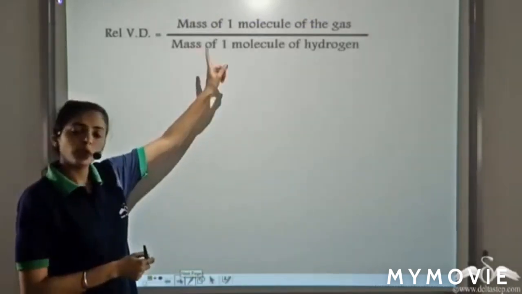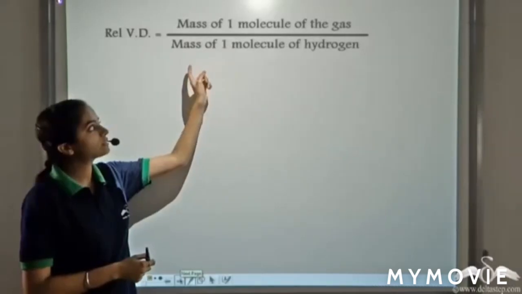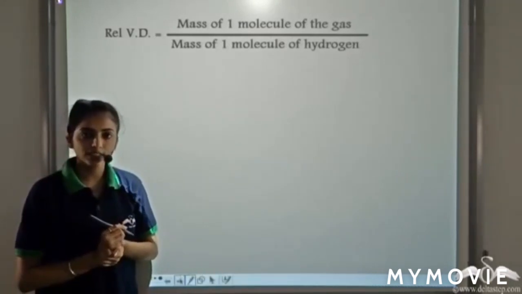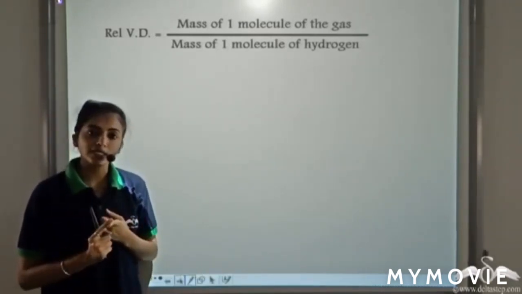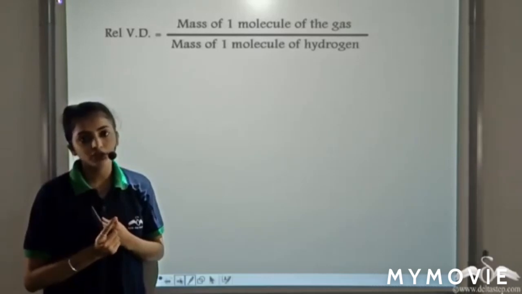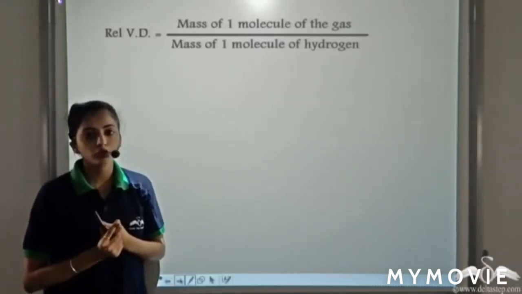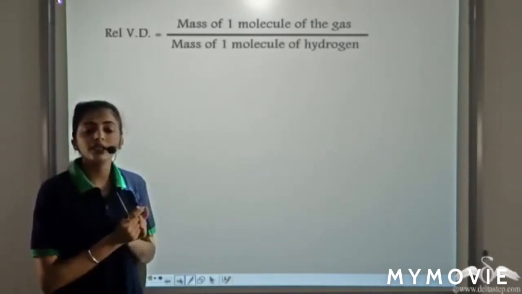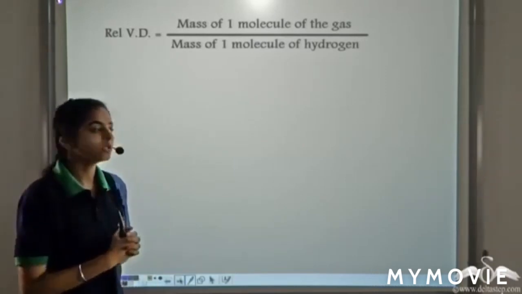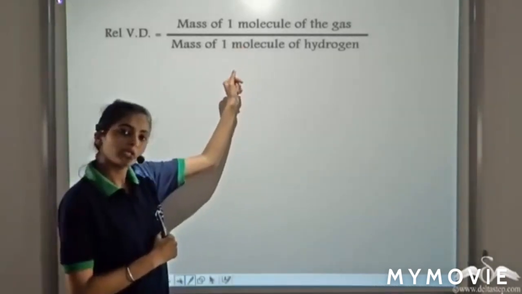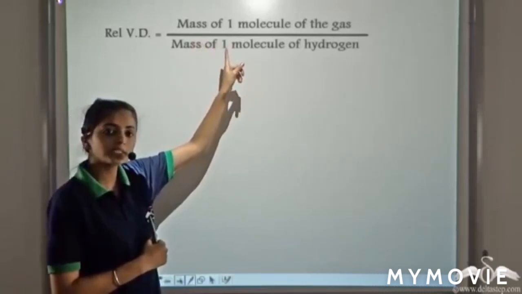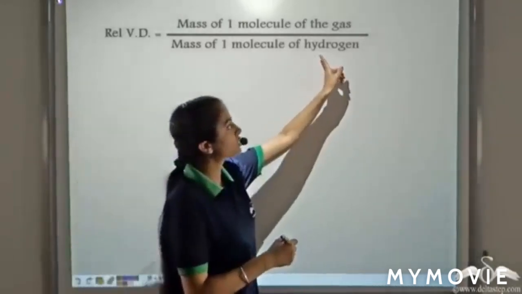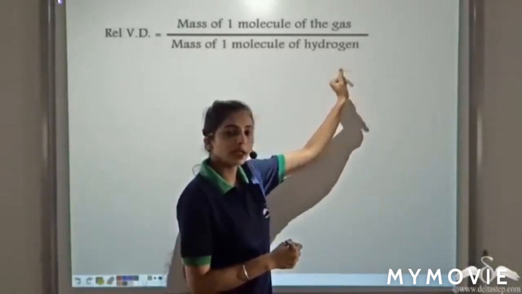We get the mass of one molecule of a gas divided by the mass of one molecule of hydrogen gas, because Avogadro's law states that equal volumes of all gases under the same conditions of temperature and pressure contain an equal number of molecules. So when we are talking of the same volume V, they contain the same number of molecules. Let's take one molecule for both. So we get the mass of one molecule of the gas divided by the mass of one molecule of hydrogen gas. We know a hydrogen molecule is made of two atoms, that is H2.